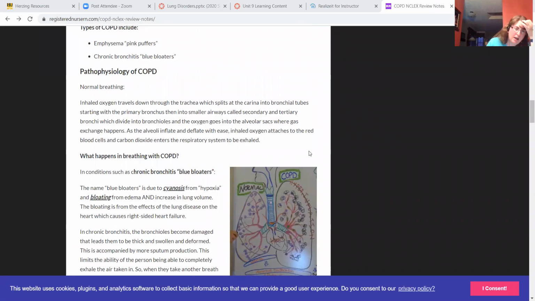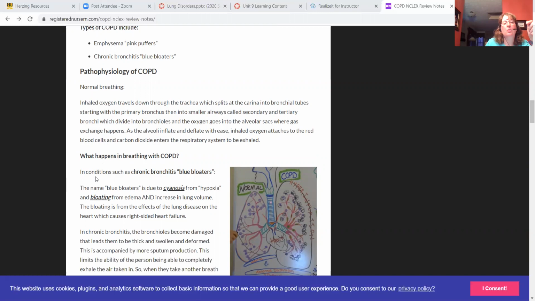So they say inhaled oxygen travels down through the trachea, which splits into the carina, into the bronchial tubes, starting with the primary bronchus into the smaller airways. As the alveoli inflate and deflate with ease, inhaled oxygen attaches to the red blood cells and carbon dioxide enters the respiratory system to be exhaled. That's what happens normally. But with COPD, this is what happens.